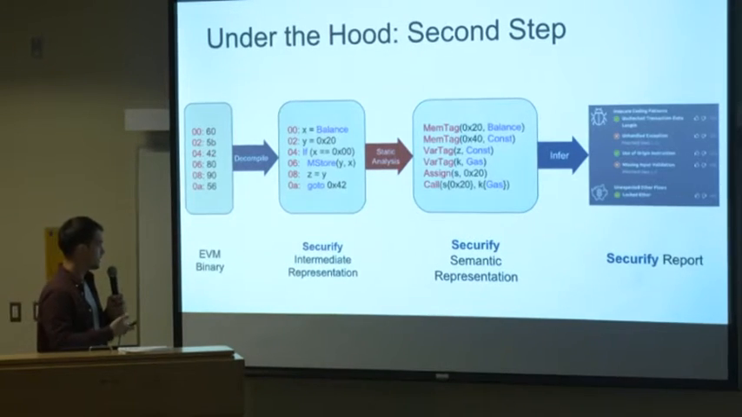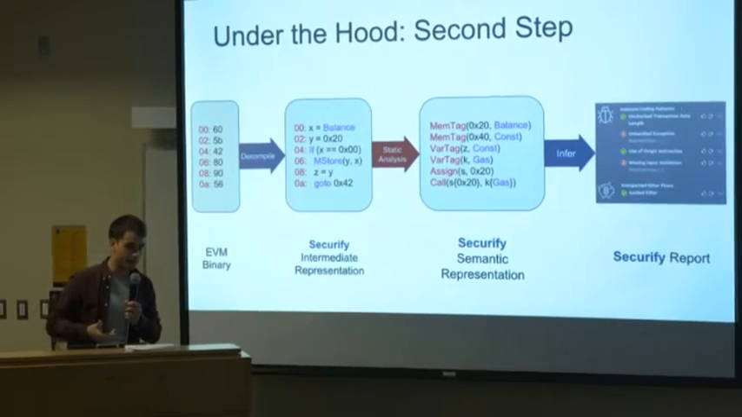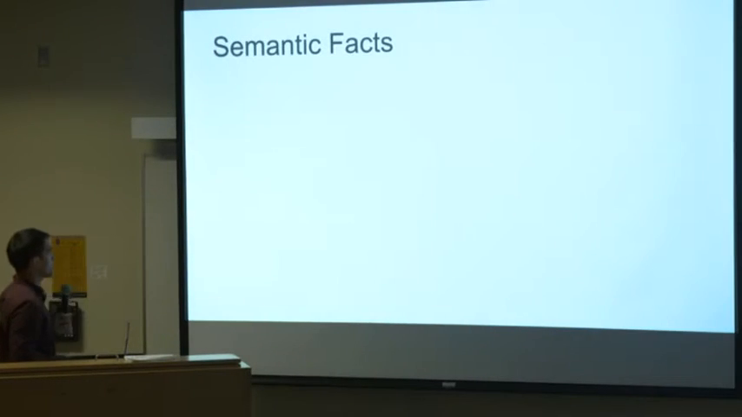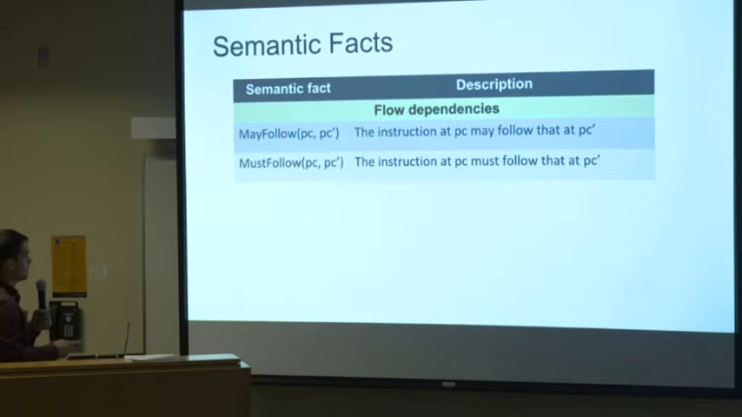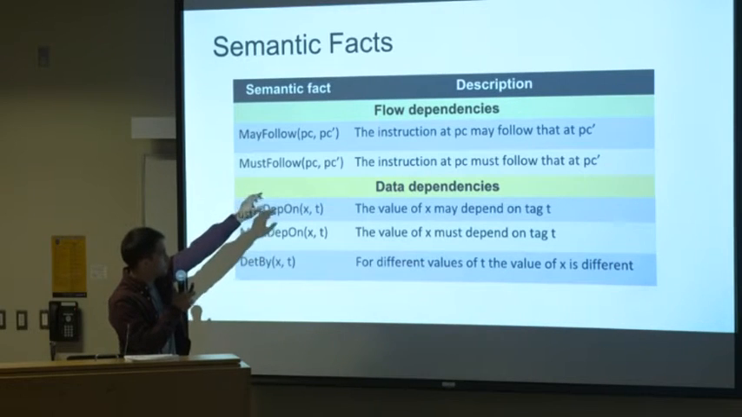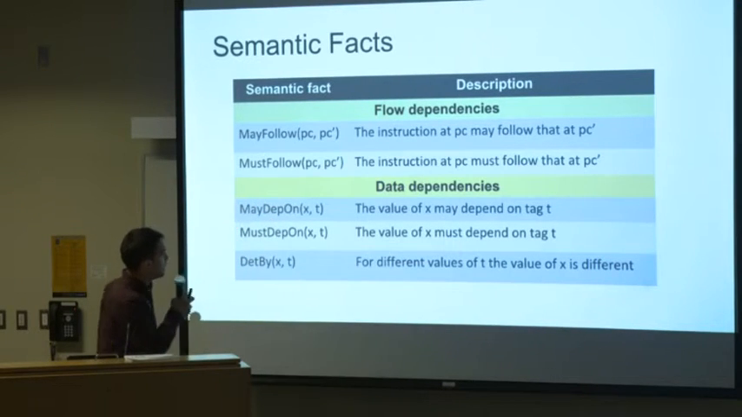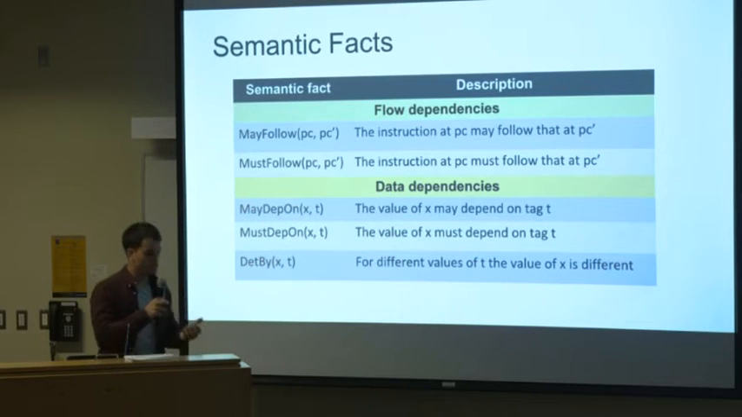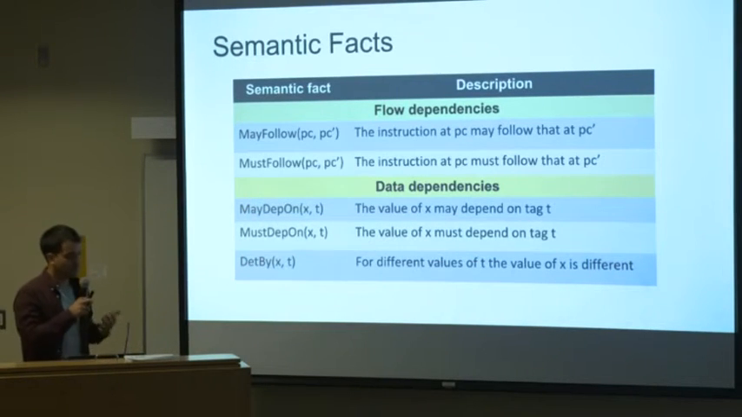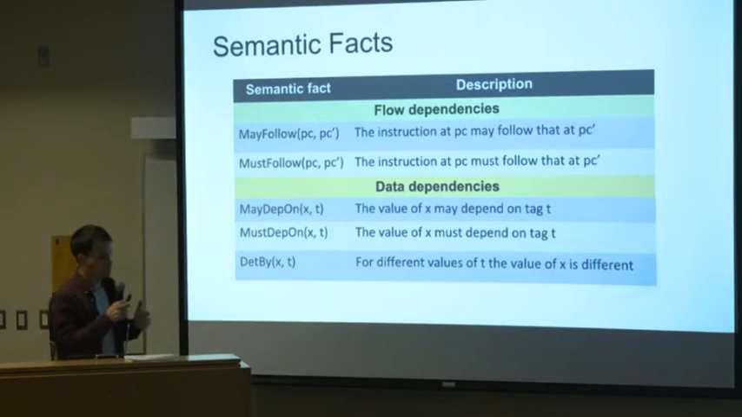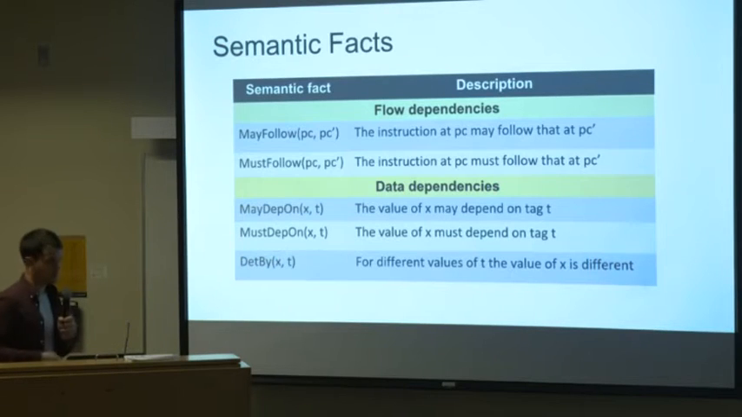The second step is static analysis, from which you write down a list of facts about your code that you can infer based on this intermediate representation. An example of semantic facts: first, may follow, when you have the program counter, the second program counter follows the previous program counter. Another one is must follow. Then you also have data dependencies, where you describe what the data in your contract depends on. You see here just a few little facts, and of course you can do much more. The goal in the end is to combine them to match against the patterns that I described earlier.